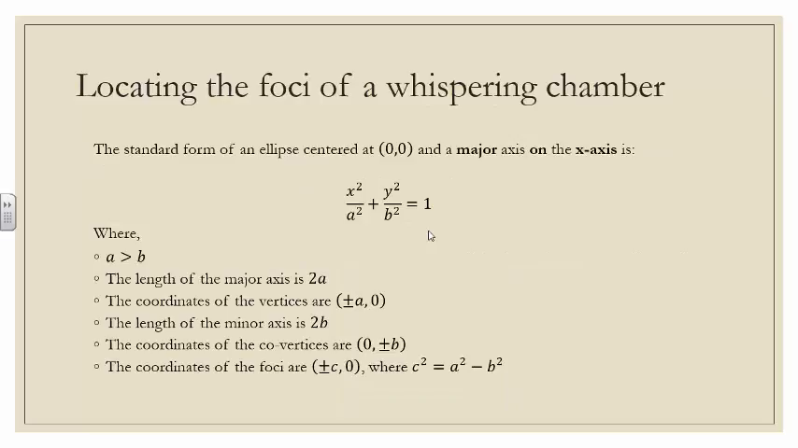The standard form of an ellipse centered at 0, 0 with a major axis on the x-axis is x squared over a squared plus y squared over b squared equals 1, where a is greater than b. The length of the major axis is 2a, and the coordinates of the vertices are plus or minus a, comma 0. The length of the minor axis is 2b, and the coordinates of the co-vertices are 0, comma, plus or minus b. The coordinates of the foci are plus or minus c, comma 0, where c squared equals a squared minus b squared.